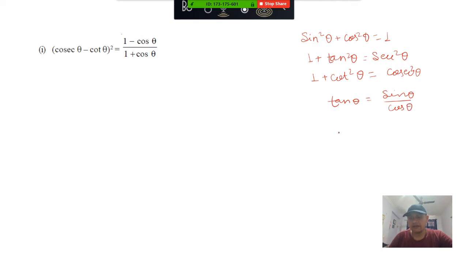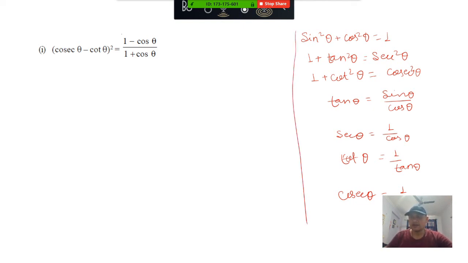You are already aware that sec theta is 1 upon cos theta. Cot theta is equals to 1 upon tan theta, and cosec theta is 1 upon sin theta. Clear? So we will just use these formulas and some identities. These are identities and this is a formula we'll be using in this one.